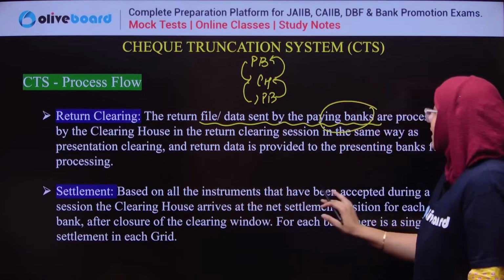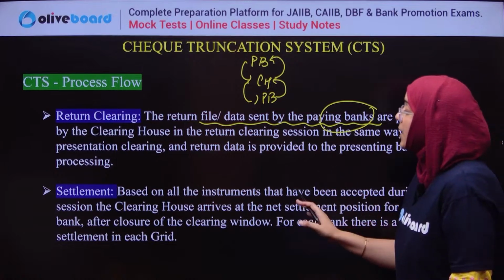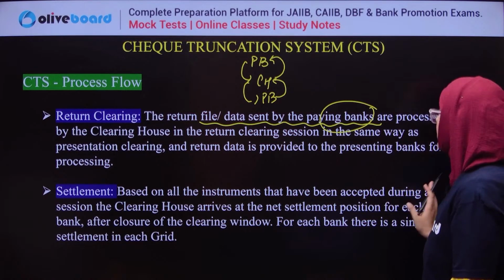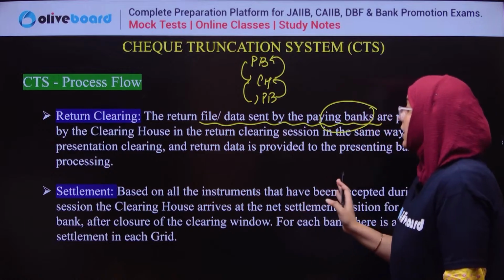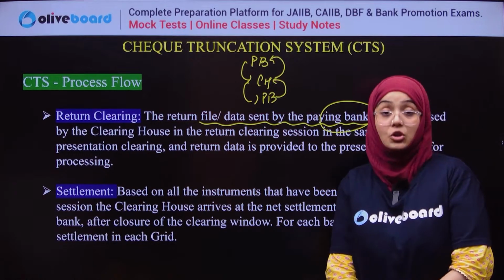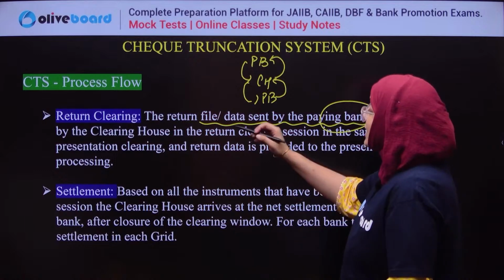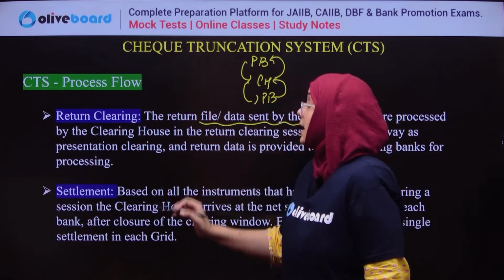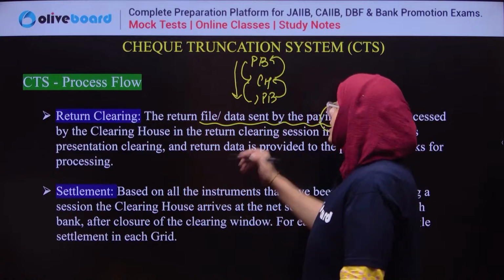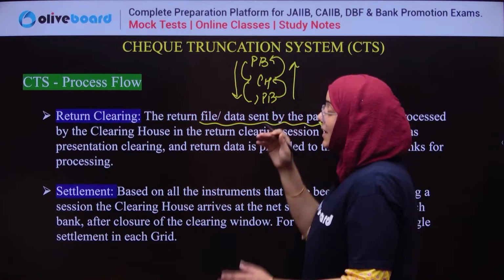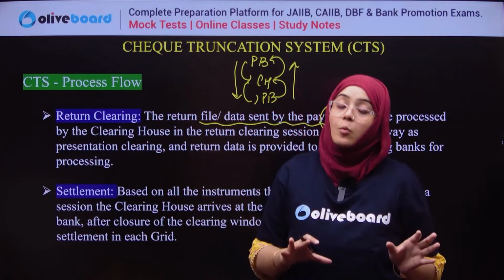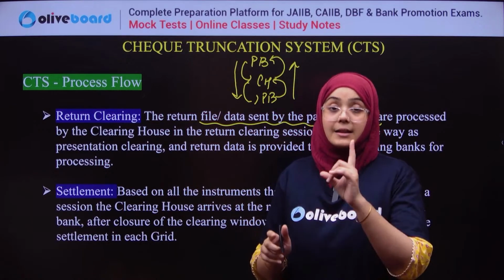Settlement is based on all the instruments that have been accepted during the session of clearing, at the net settlement position for each bank after the closure of the clearing window. For each bank, there is a single settlement in each grid. Now, if there is a settlement, that is cleared in one go. If there is a return, then it is also in one go. Means there is only one window for presenting and one window for the clearing in a day.